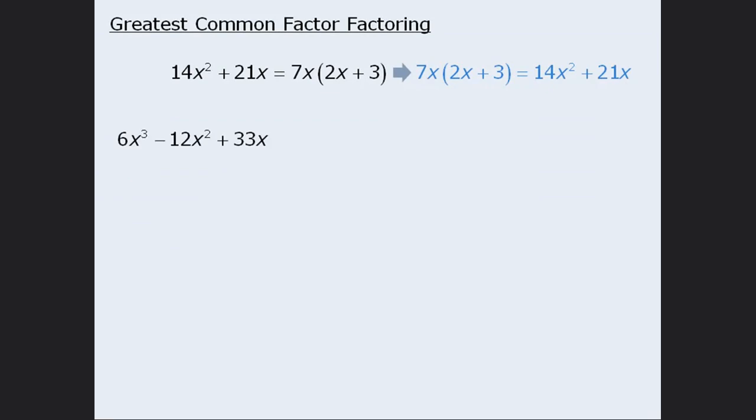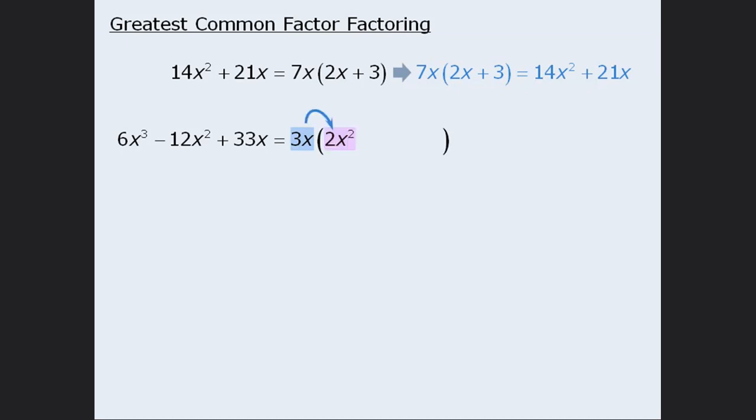First, we need to find the greatest common factor of the coefficients. Here, the greatest common factor of 6, 12, and 33 is 3. Next, the x's. These terms have at most one x in common. So the greatest common factor of the three terms here is 3x. At this point, we must determine the terms that need to be inside the parentheses.